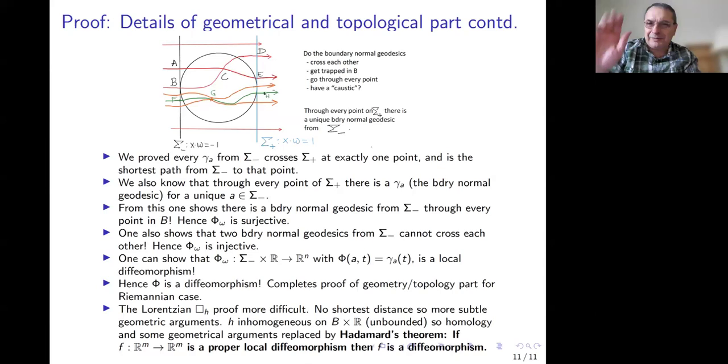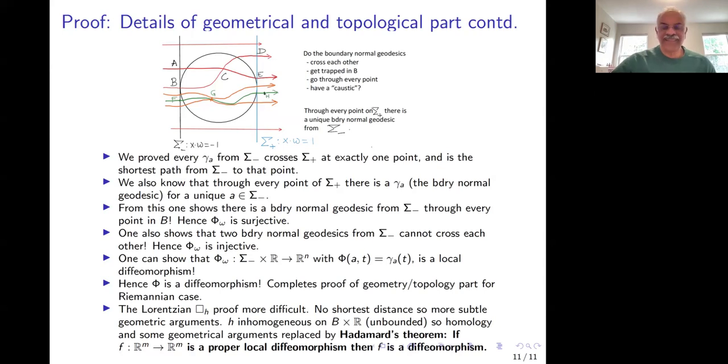Okay, let me ask a question. Please, Clement. At what point did you use unique continuation? I missed that. Yeah, the unique continuation came into play in the second part, the part which I did not talk about.